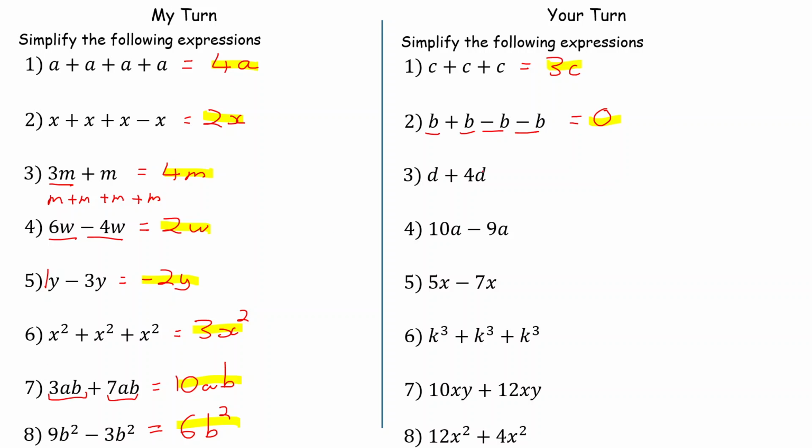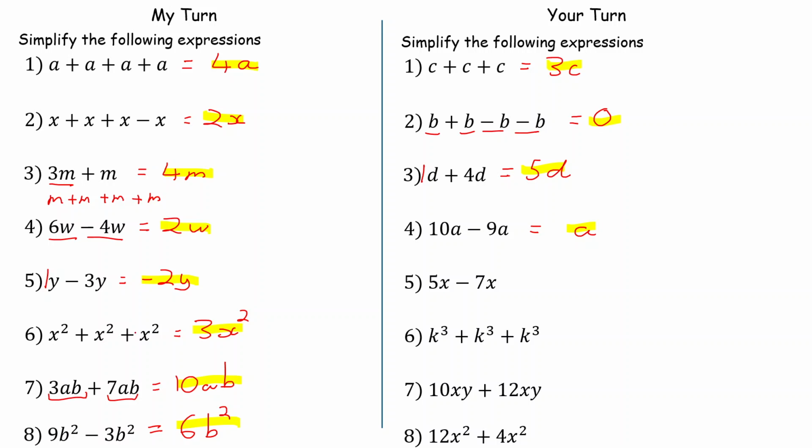Question number 3, we've got d add 4d. So what's 1d add 4d? Well, 1 add 4 is 5, and you've got the d there, so 5d. That is your answer. Question number 4, we've got 10a take away 9a. It's the same variable, which is important as with all of these, but we've got 10 take away 9 is going to give you 1, and your variable is a, 1a. But in algebra, if you've got 1 of something, you just write it as that letter. So a is simply your answer there.